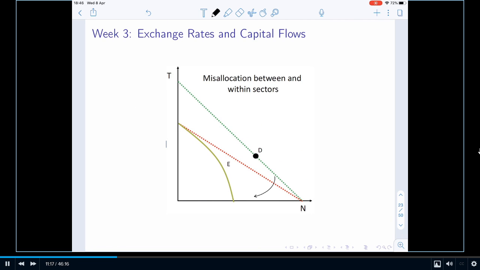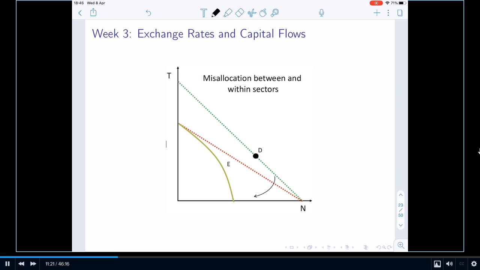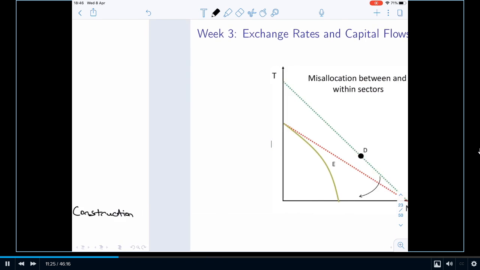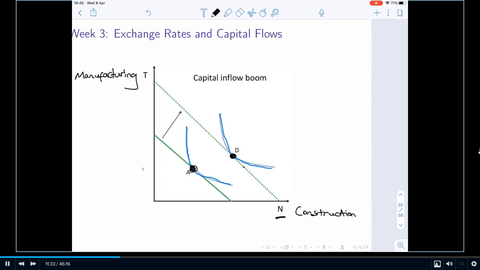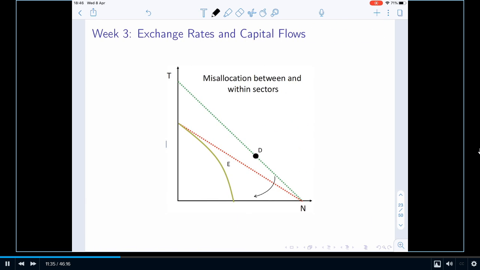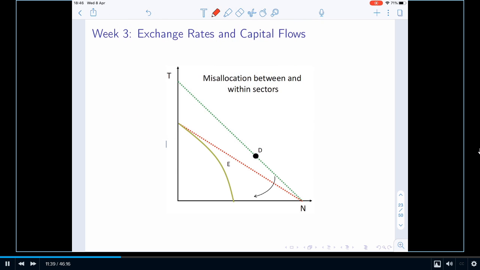Okay, so what happened in reality in the Eurozone? So this dotted line represents this kind of ideal PPF after the capital inflows, when everything went well. And now we're going to think about, relative to that benchmark, what actually happened. And there are two issues. So the first issue is that there was misallocation between sectors.